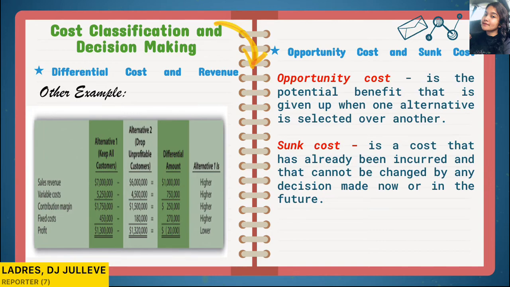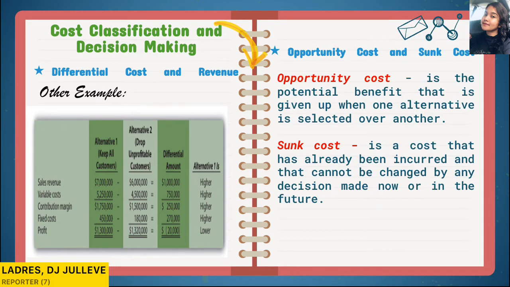So, sa kanina scenario, nganong ang information naman sa variable cost and fixed cost ang ginahatagan nila ng focus, it is because we are talking about cost classification here for decision making. Then we have opportunity cost and sunk cost.